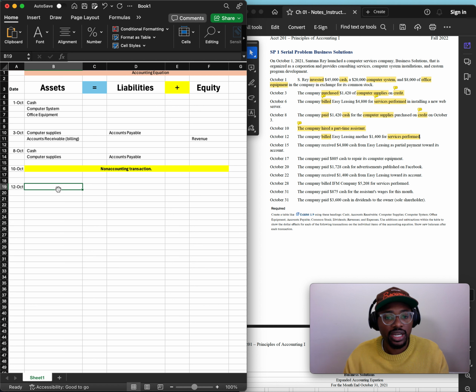The answer is, again, we did this before. The word billed means expecting. So we're going to put accounts receivable in there, right? Because that's billing. We talked about this on October 3rd. So what else are we going to put? We're going to put revenue in there, right?